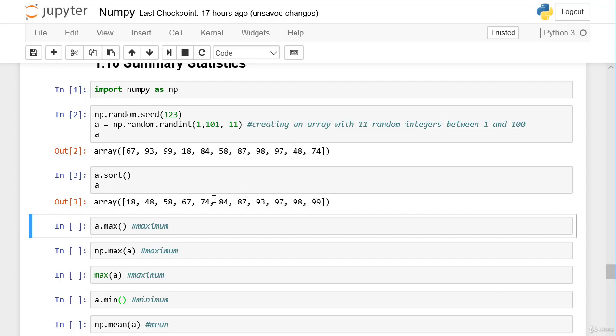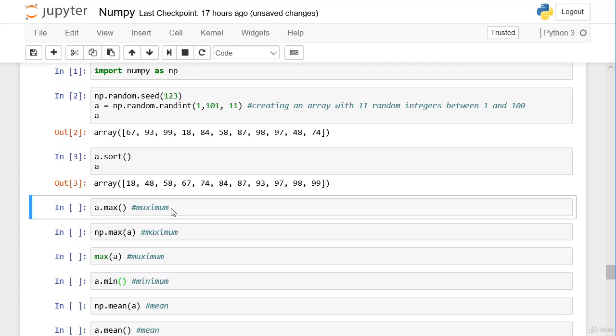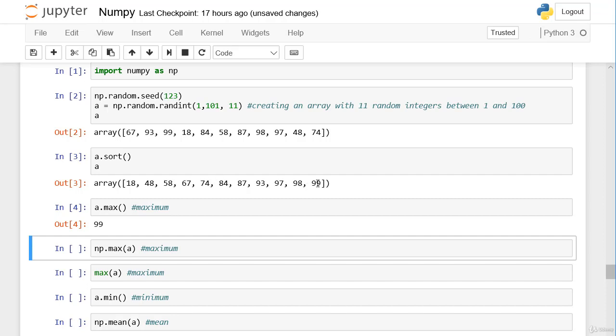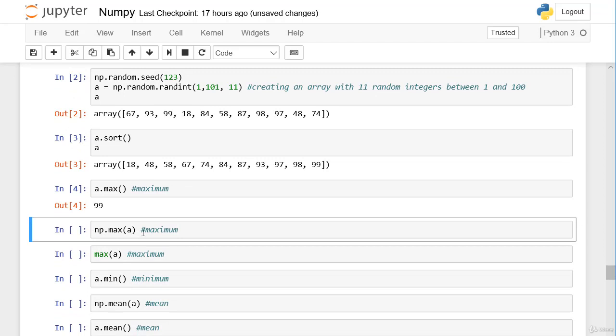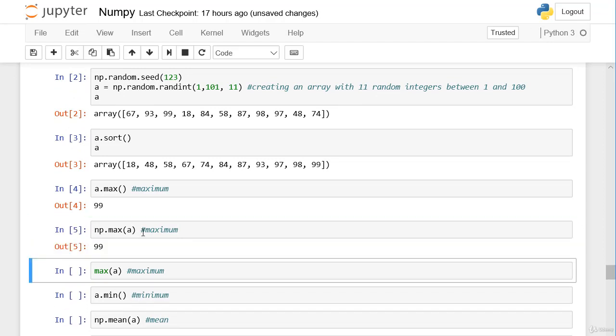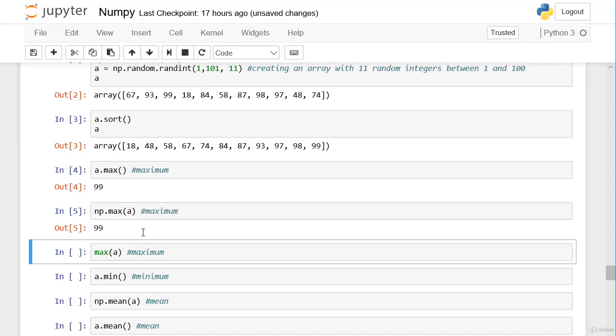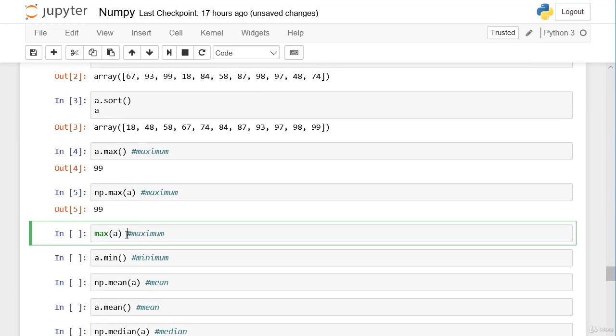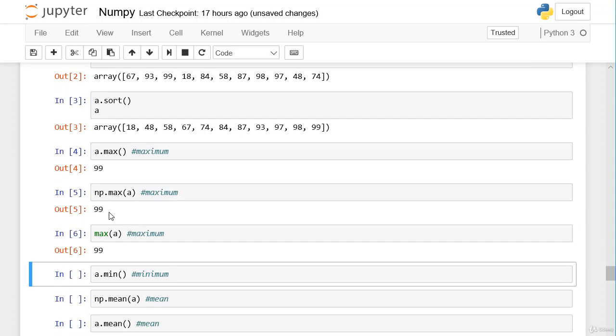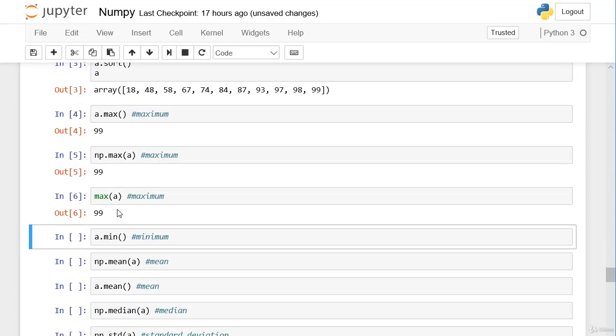And then we can calculate the maximum of our array, so the highest element, with the method .max. It's 99 here. And we can also do this job by applying the function np.max. So this gives us the same result. And earlier we learned about the function max, so we can also apply the function max. So you can see there are actually three alternatives to calculate the maximum, and also for the minimum there are the same three alternatives. I only show here the NumPy method .min. So I would expect 18.